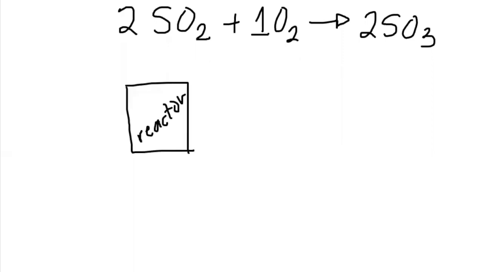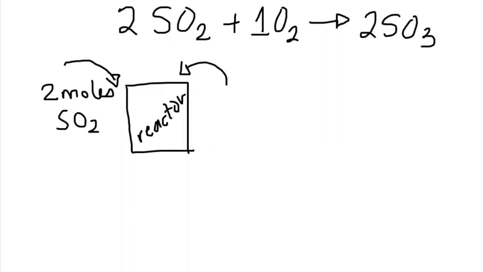Let's suppose that we have a reactor and we feed into the reactor, let's say, 2 moles of SO2, and we feed into the reactor, let's say, 1.5 moles of O2. The limiting reactant is the one that is going to be totally consumed when the chemical reaction is complete. In order to obtain this limiting reactant, we're going to divide the moles that we feed into the reactor by the stoichiometric coefficient.